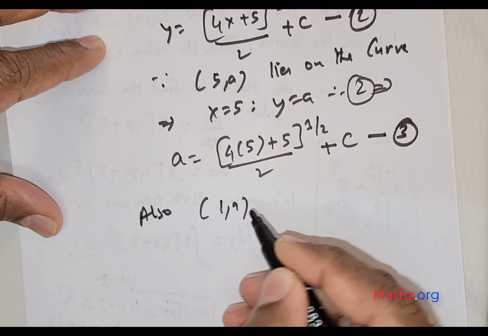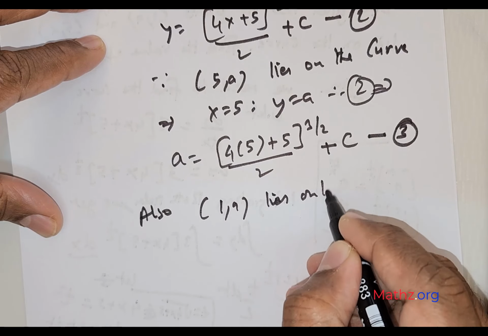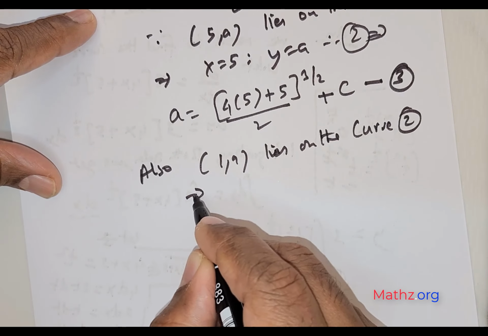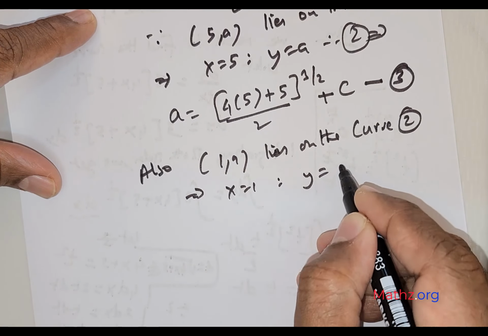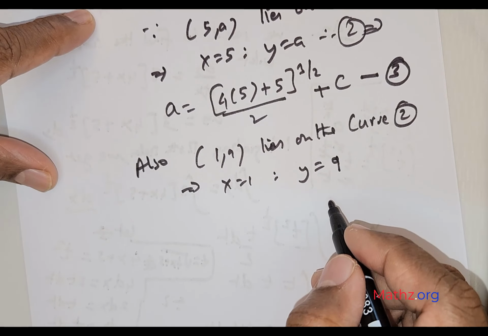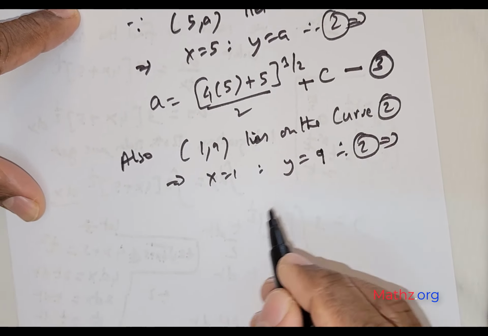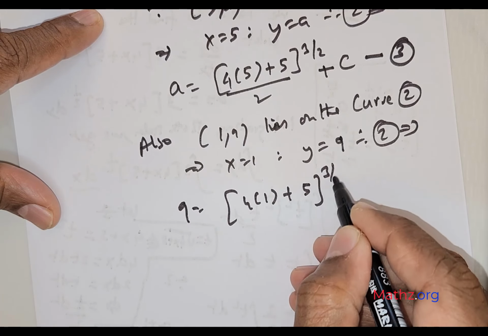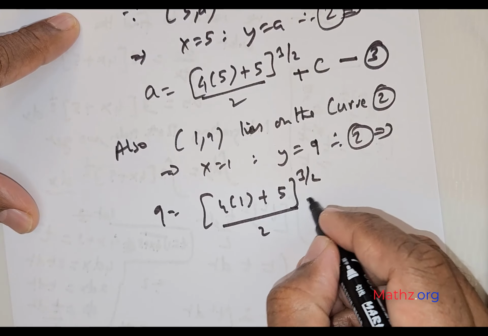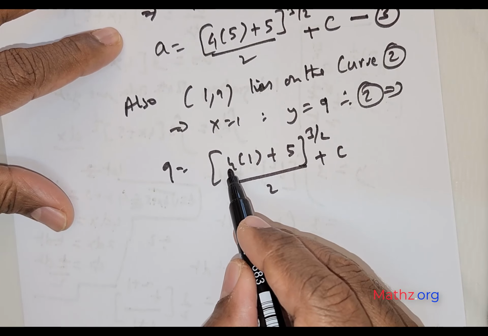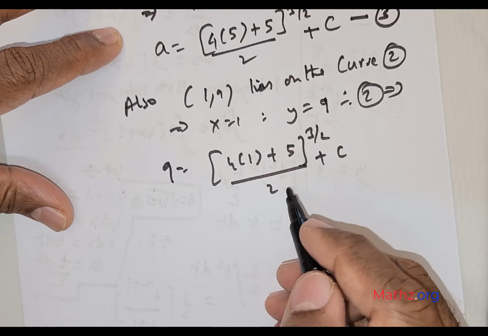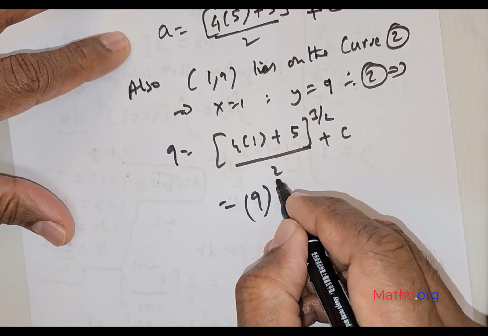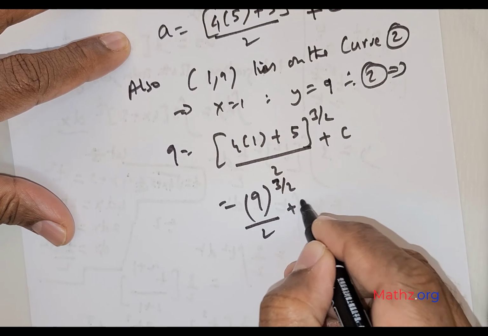Also (1, 9) lies on the curve. So this means x is equal to 1 and y is equal to 9. So therefore this can be rewritten as 9 is equal to 4 times 1 plus 5, raised to the power of 3 over 2, divided by 2, plus c. 4 times 1 is 4. 4 added with 5 would give me 9. So that means 9 raised to the power of 3 over 2 divided by 2 plus c.